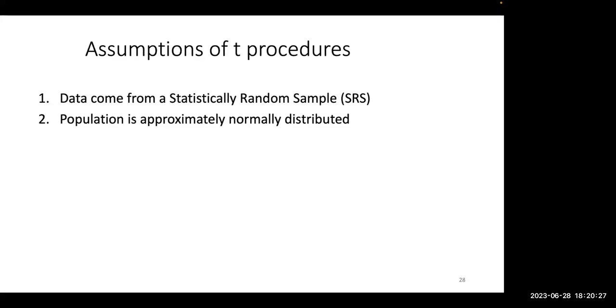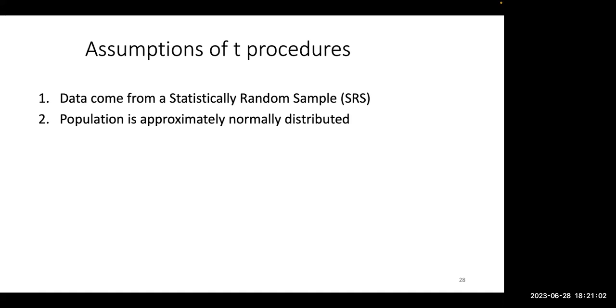The assumption is that it comes from a statistically random sample, which is not always true. It's normally distributed because all of this is a so-called parametric test. Parametric tests are tests that assume a normal distribution, and the assumption is that this is a normal distribution I'm analyzing, as compared to non-parametric tests, which basically are not normal distributions, or you don't make assumptions about the distribution.